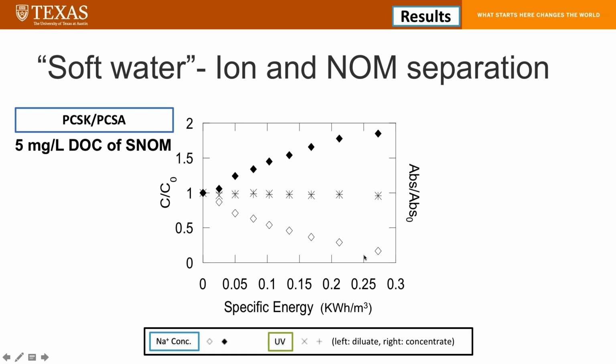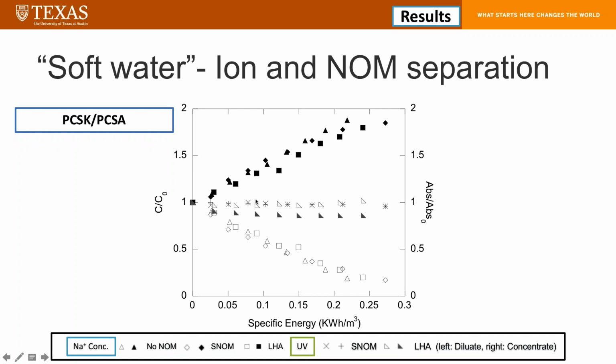So you can see the PCSK and PCSA membrane separates the ion really well. This one is the sodium because it's soft water. And you can see the UV absorption is nearly 1, which indicates that ED doesn't separate the NOM in the water. So let's see all the data: no NOM condition, Swanee River, and leonardite humic acid. The ion separation is pretty good, and the UV result is also nearly 1, so there is not much NOM separation in the PCSK and PCSA membrane.